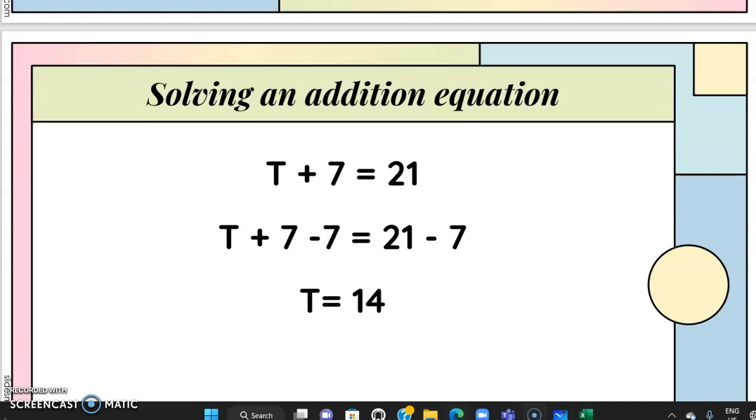If I subtract 7 from that side, I have to subtract 7 from the other side. In other words, I just move the positive 7, which is next to the t, to the other side with the inverse operation, which is minus 7. In both cases, we reach the same answer, which is that t equals 14. If we check whether 14 plus 7 gives us 21, yes, it's correct.